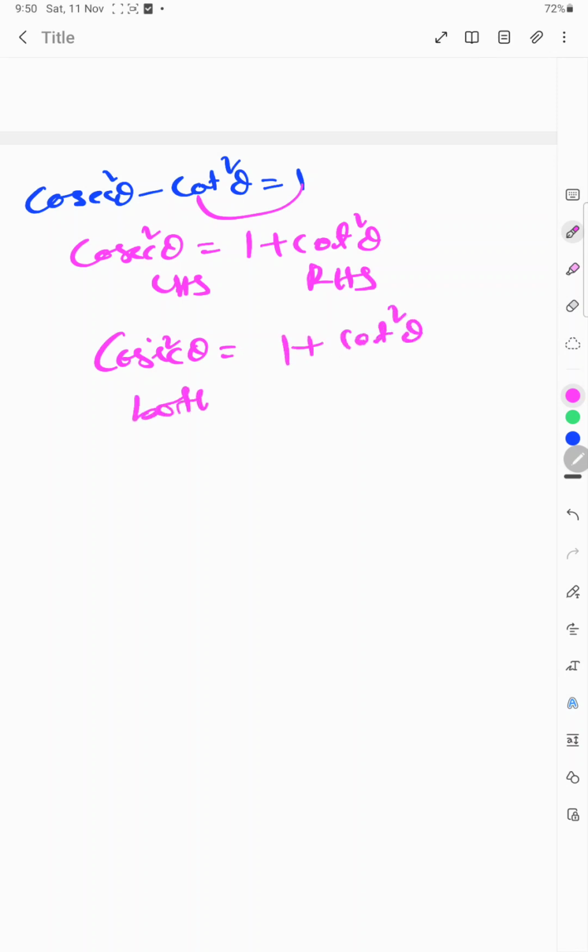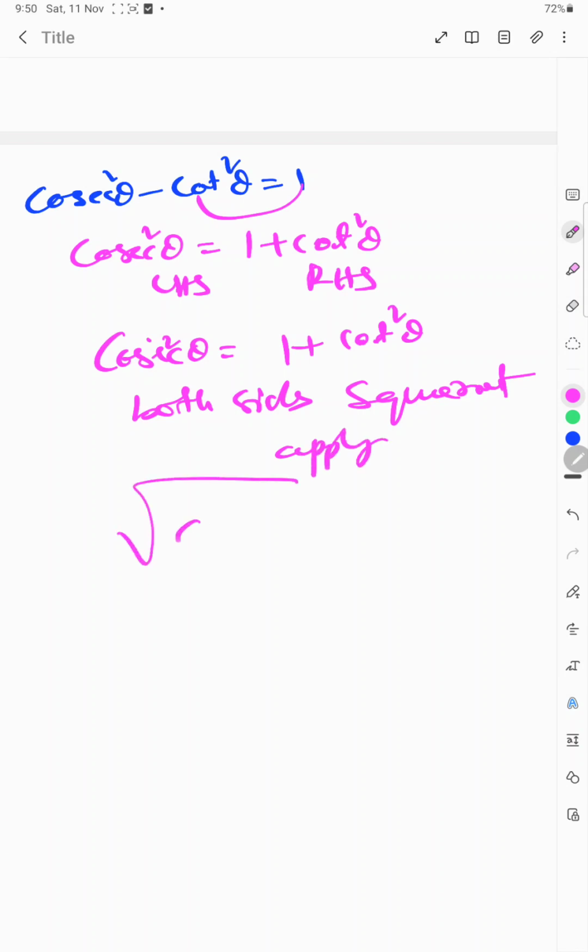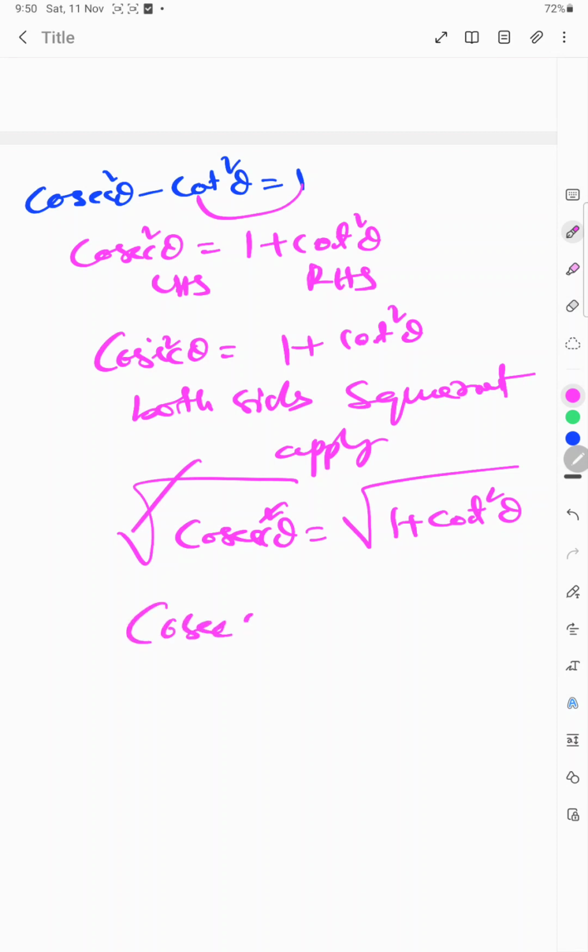Apply square root on both sides: root over cosecant square theta is equal to root over 1 plus cot square theta. So, the square and root cancel, cosecant theta is equal to root over 1 plus cot square theta. Now we find cot theta.